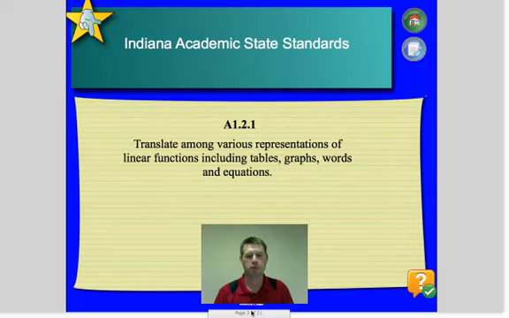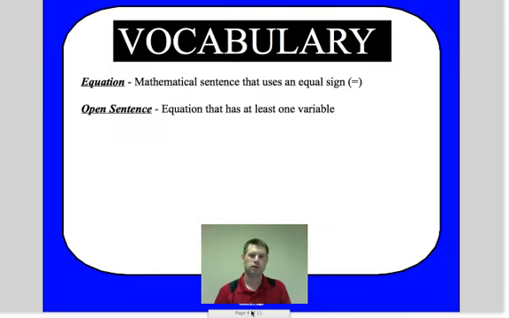We are at A1.2.1, which is translate among various representations of linear functions, including tables, graphs, words, and equations. So the first thing we know is what an equation is. We've talked about an expression. An equation is a mathematical sentence using an equal sign. So now we are actually using an equal sign.